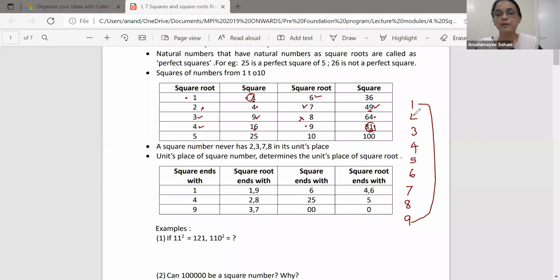2 and 8 are forming a pair. Square ends with 4. 3 and 7 are forming a pair. Square ends with 9. 4 and 6 are forming a pair. If the square root ends with 4 or 6, the square will end with 6.